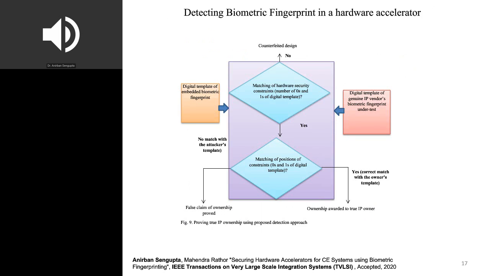Okay, now let me move to the section on how to detect biometric fingerprinting in a hardware accelerator. It's quite simple. The digital template of the embedded biometric fingerprint has to be fed along with the digital template of the genuine IP owner's biometric fingerprint under test. If they both match in terms of the number of zeros and ones, then we know that possibly this is the real owner. Then we go to the second condition box, where the matching of the positions of the constraints, that is zeros and ones of the digital template, is also performed. If, of course, the first condition box is not satisfied, then it's a counterfeited design. While if both conditions are satisfied, then the ownership is awarded to the true IP owner.